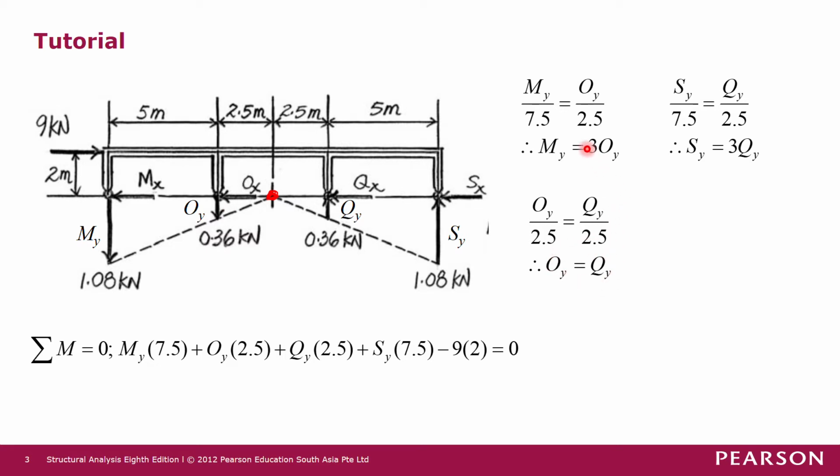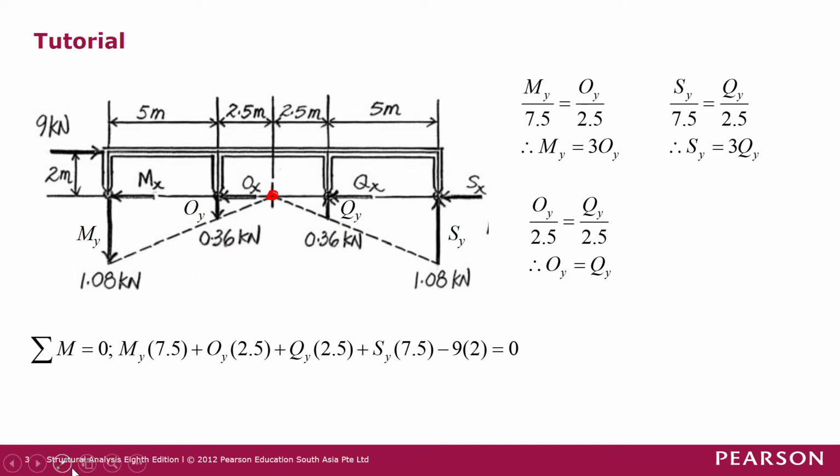Okay, so these 3 additional equations, you just substitute all these into these equations here, then you can solve for all the unknowns. Okay, so here we get Oy equals Qy equals 0.36, and then My is 3 Oy, so this is 1.08 kilonewton.